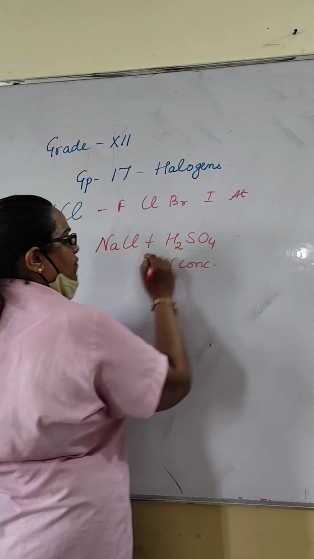So how will we prepare HCl in the lab? By treating sodium chloride with concentrated sulfuric acid. They will form sodium sulfate plus hydrogen chloride. You can also take sodium bisulfate, NaHSO4, also known as sodium hydrogen sulfate. It also reacts with sodium chloride to form sodium sulfate and HCl.